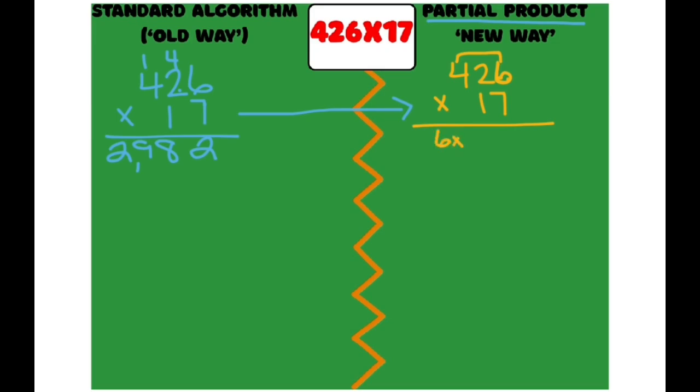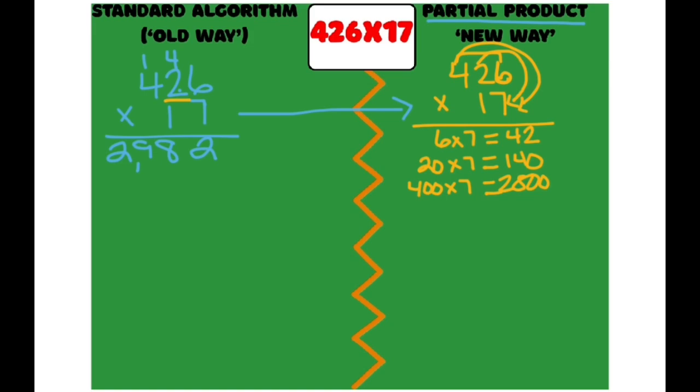So I begin with 6 times 7, which equals 42. Now I'm going to say 20 times 7. In standard algorithm, I just simply said 2 times 7 because that's just the shortcut. But we want students to understand the expanded form and what those values truly mean when multiplying using standard algorithm. And the last digit we have to multiply is 400 times 7, which equals 2,800.